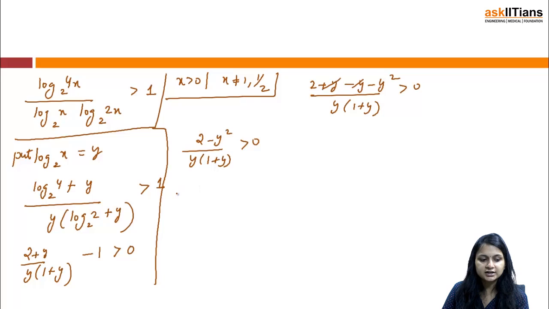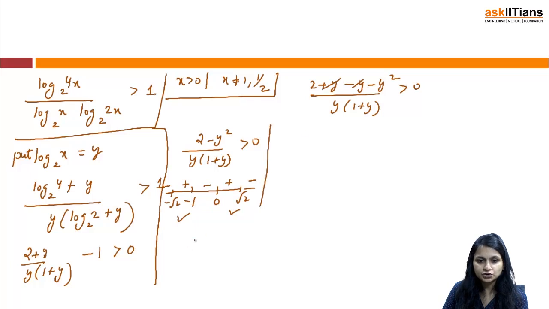If I want to write the solution for this, the critical points, zeros and poles, would be 0, minus 1, minus root 2 and root 2. If I take a value greater than root 2, this would give me negative. So the signs are positive, negative, positive, negative. We want the positive region, so this one and this one. I can say that I got two solutions: either y lies between minus root 2 and minus 1, or y lies between 0 and root 2.